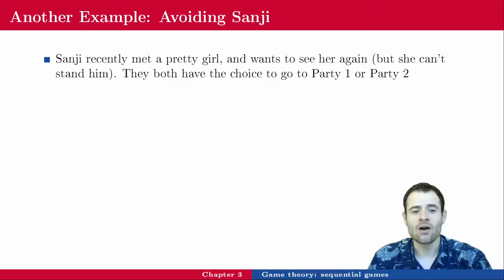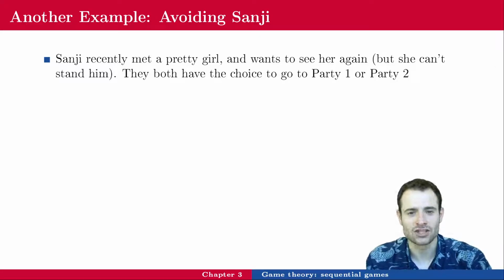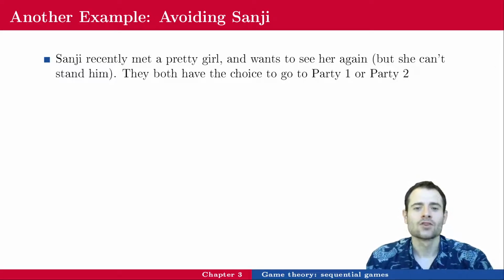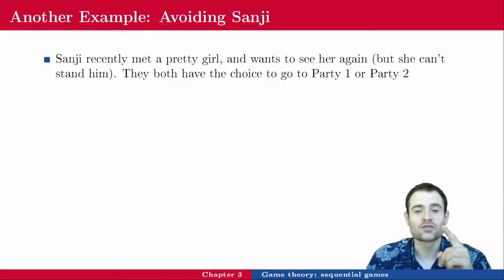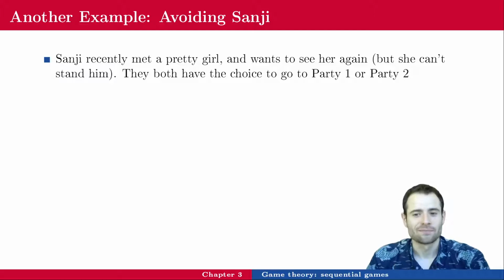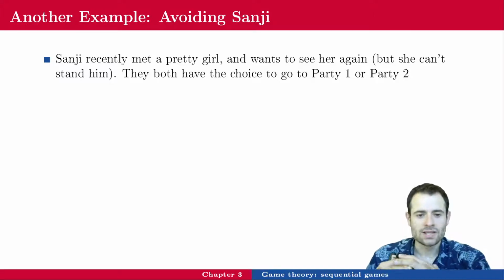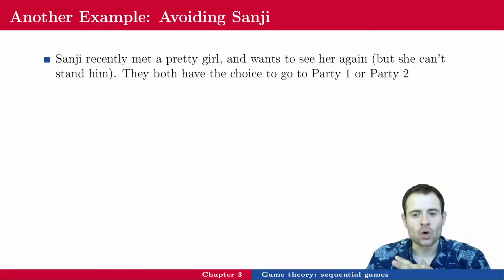And now you can imagine how there's going to be either a first mover or a second mover advantage, depending on who. You can imagine there's going to be a second mover advantage. Because one wants to meet the other, but the other wants to avoid the first. So, in this game, they both have the choice to go to party 1 or party 2.